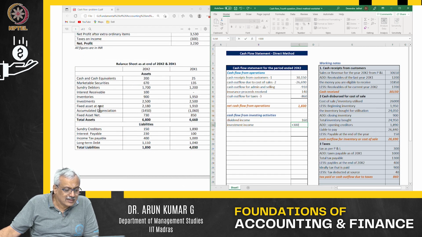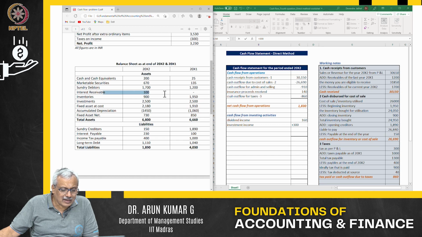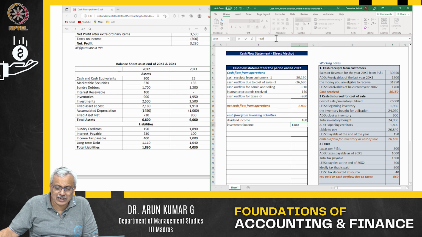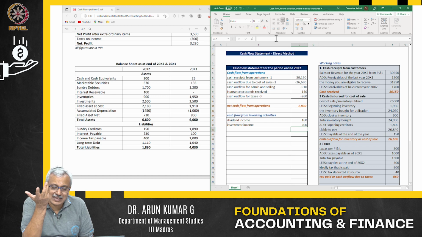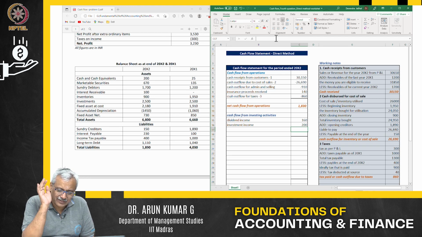In this particular case, interest receivable at the end of the current year is 100. Last year, it was 0. Last year, there was nothing due; this year 100 is still receivable. That means the cash inflow that you would have received is the income minus this 100. Obviously, the cash received is only 200, because 300 is the investment income and out of that 100 you are yet to receive. So the cash received is 200. That is all we see out there.